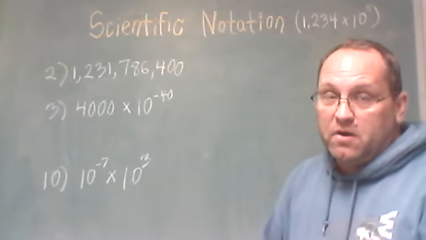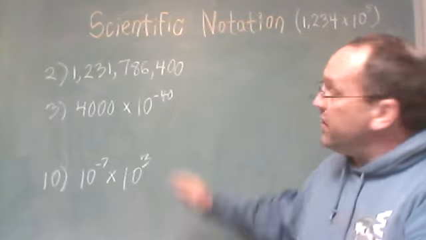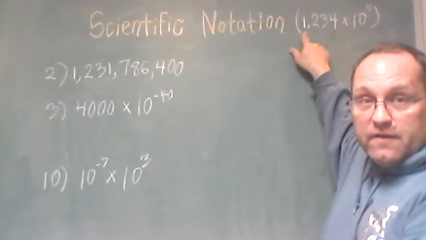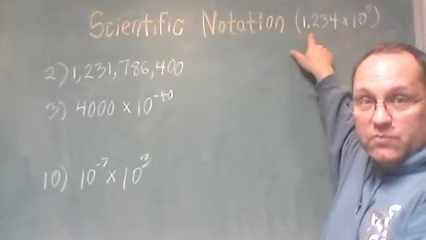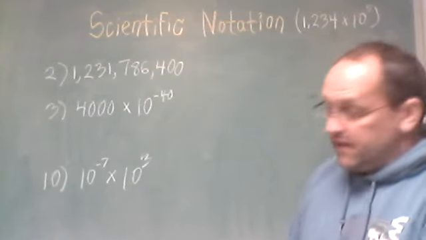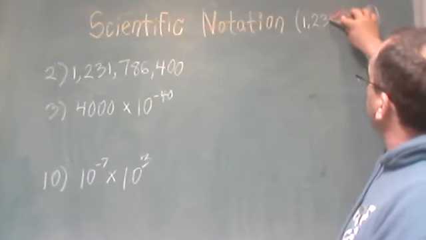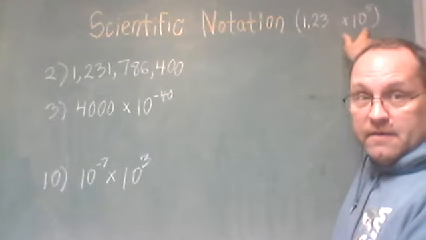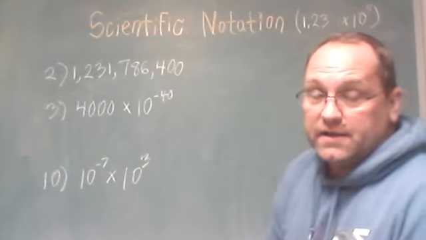And so remember, in all cases in scientific notation, what we want to do is express the number itself as one integer followed by a decimal and then either two or three decimal places after that. And let's just make it easy from here on out. Let's just say we're going to do two decimal places, okay? And then that number times 10 to some power to indicate the number.